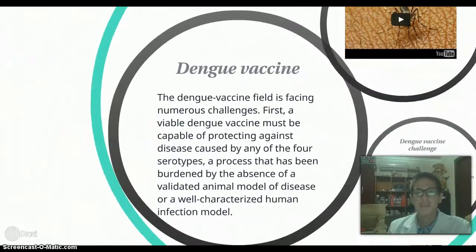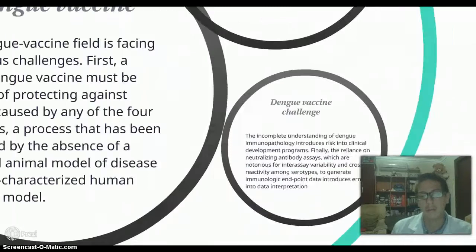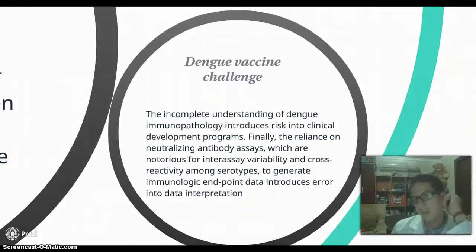Dengue vaccine. The dengue vaccine field is facing numerous challenges. First, a viable dengue vaccine must be capable of protecting against disease caused by any of the four serotypes, a process that has been burdened by the absence of a validated animal model of disease or a well-characterized human infection model. The incomplete understanding of dengue immunopathology introduces risk into clinical development programs. Finally, the reliance on neutralizing antibody assays, which are notorious for inter-assay variability and cross-reactivity among serotypes, to generate immunologic endpoint data introduces error into data interpretation.